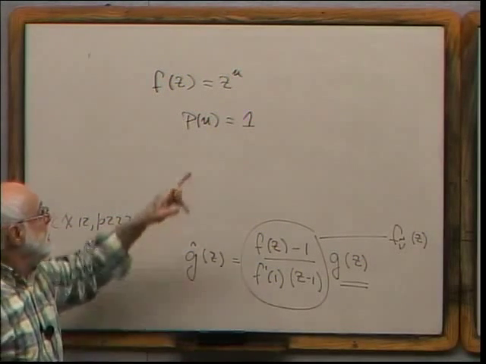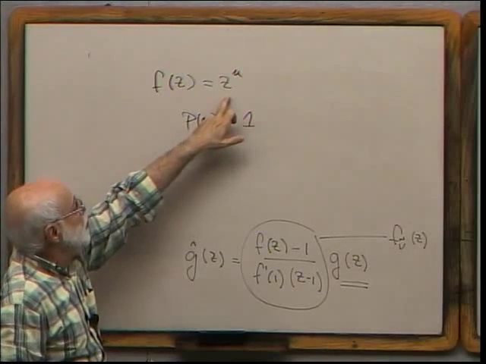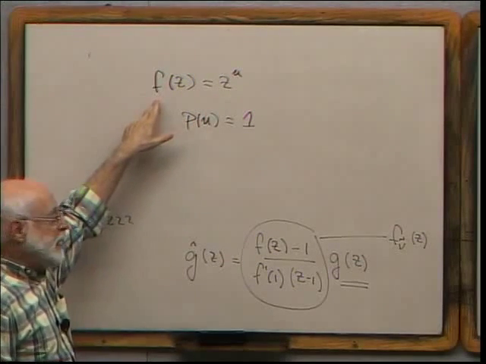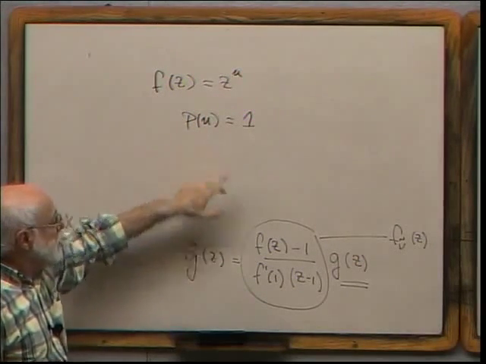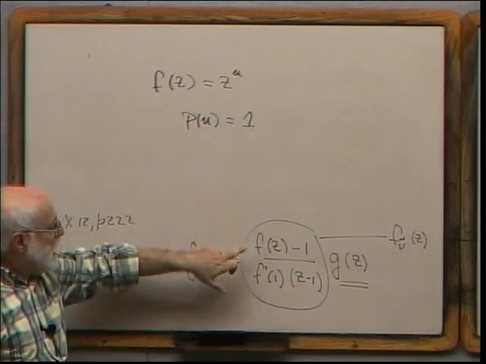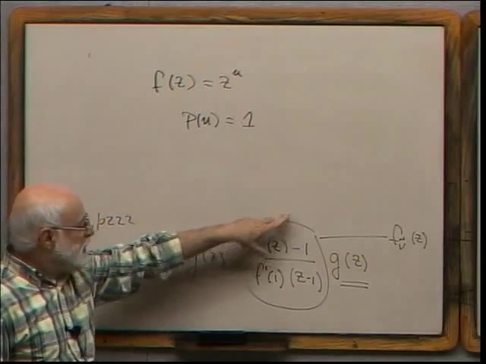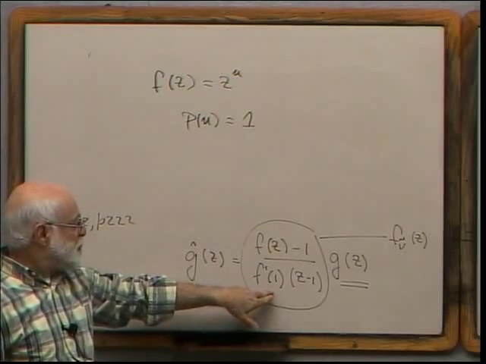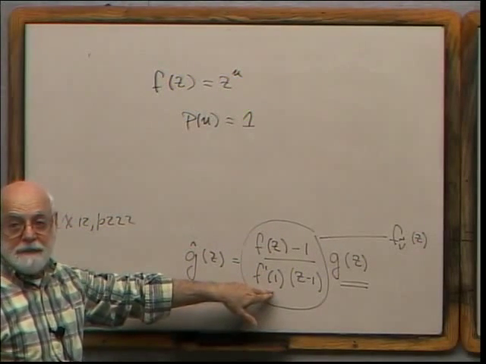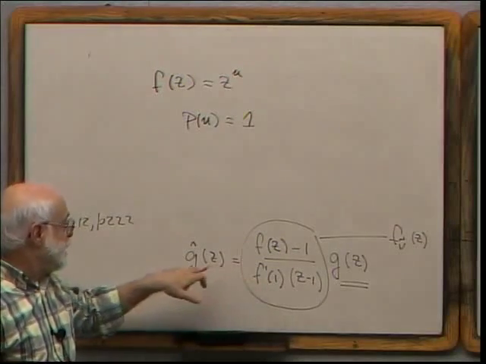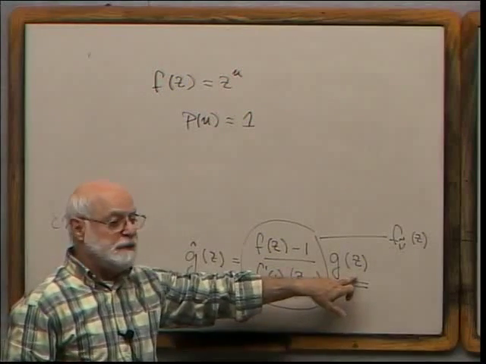So if I took n equal to 1, then I should get the ordinary vacation model. And if I come down here and set f of z equal to z, you can see that the z minus 1 cancels. F prime of 1 would be 1. The average would be exactly 1. And I would have g hat equal to g of z, which is exactly what we should get.